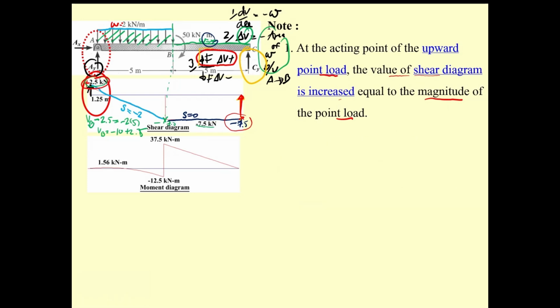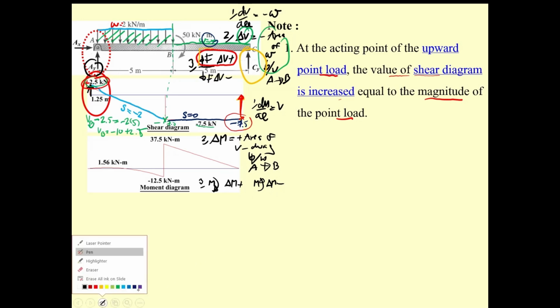Coming to the moment, what can I have? First, dM by dx equal to V. Okay. Second, I can have delta M equal to positive of the area of the diagram between A up to B. Then the third one, if you have clockwise moment, delta M is positive. If you have counterclockwise, then delta M is negative. Okay. And then to mention one more thing.